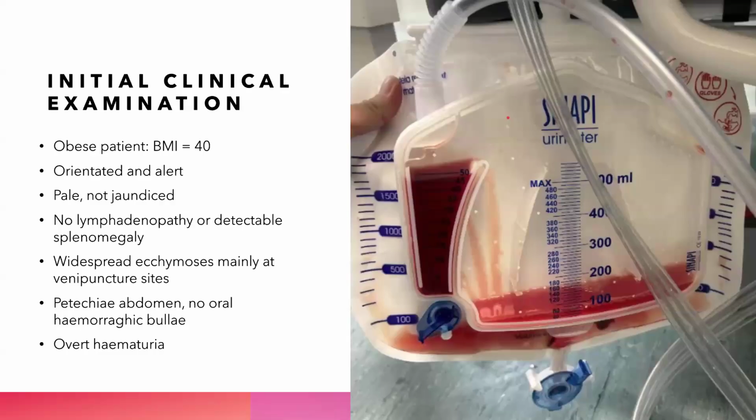On initial clinical examination, this patient was found to be obese. She was well orientated and alert up front. She was pale but not jaundiced and had no enlarged lymph nodes or detectable splenomegaly, although with the BMI it was a little bit difficult to ascertain. She had widespread ecchymoses, mainly where blood had been taken. She had marked widespread petechiae on her abdomen, and there were no oral hemorrhagic bullae noted at this point, and there was very overt macroscopic hematuria.